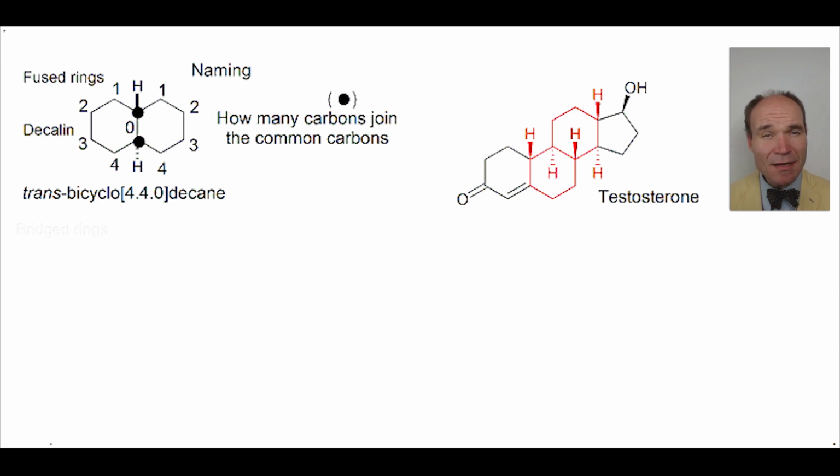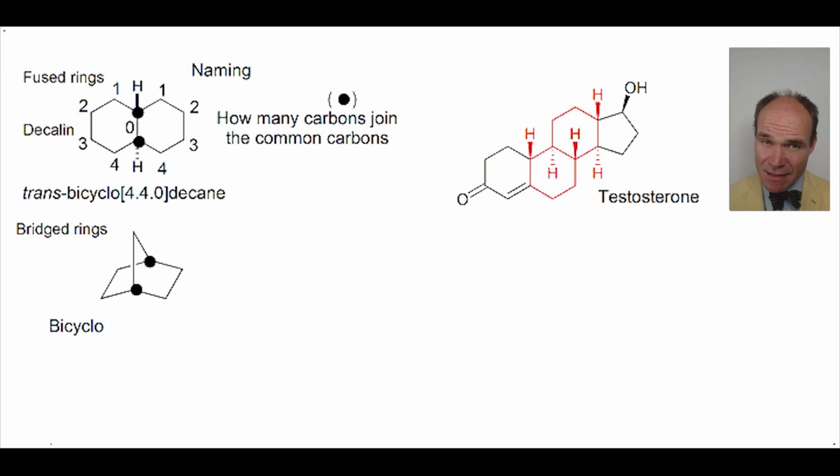Now we're going to consider bridged rings. We're going to use a very similar technique when it comes to naming bridged rings. Firstly, again, it's a bicyclo system. Next, we want to identify the common carbons. Here they are. And now to count the number of carbons in between these two common carbons. This path has 2 carbons. This path also has 2 carbons. And this path has 1 carbon.